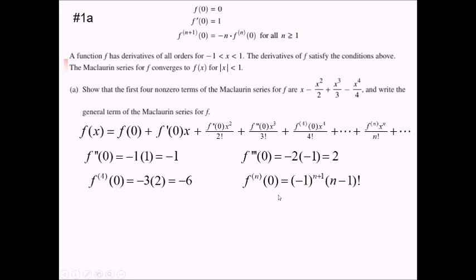And let's just make sure we have the right thing for this n plus 1 here. So let's say that I did the fourth derivative, that would be -1 to the 4 plus 1, which would come out negative, which this one does.